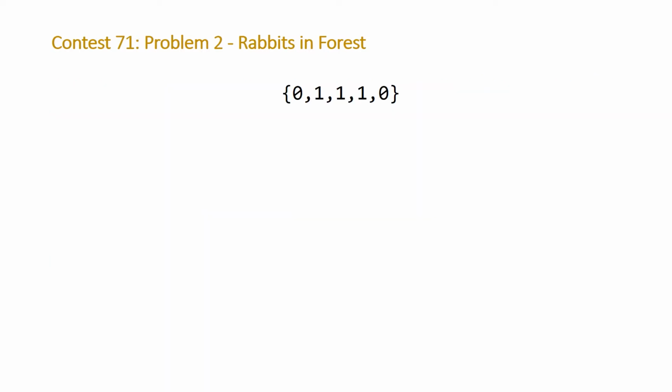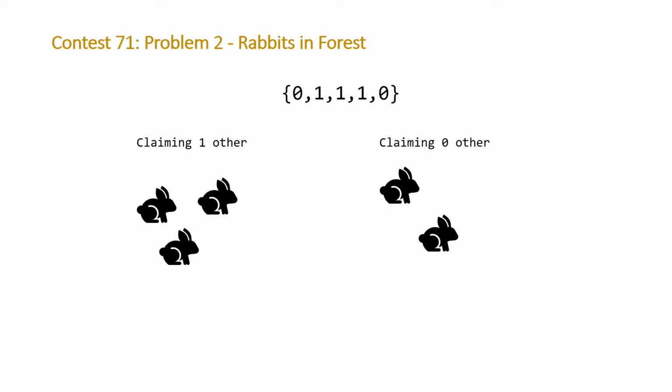In this example, we have 2 rabbits represented by the 0 saying that there are no other rabbits with the same color as them, and 3 rabbits that are saying there is one other rabbit that has the same color as them. So this looks like this visually. We've got 3 rabbits claiming one other and 2 rabbits claiming 0. And we could color these rabbits so that what they're saying is true.